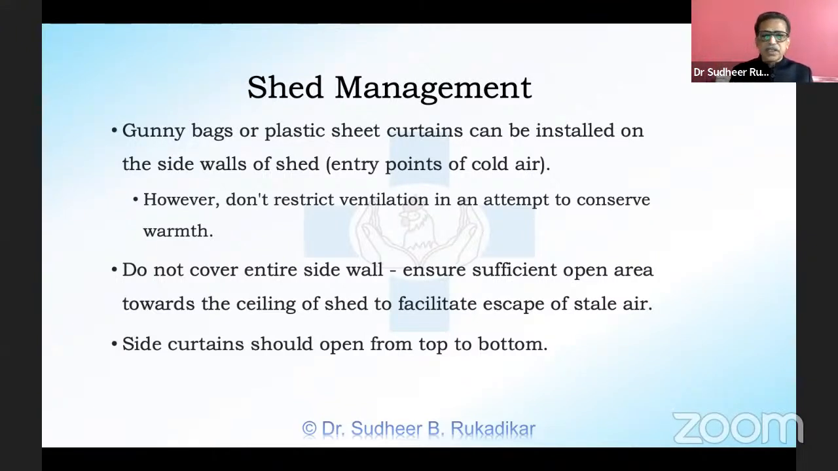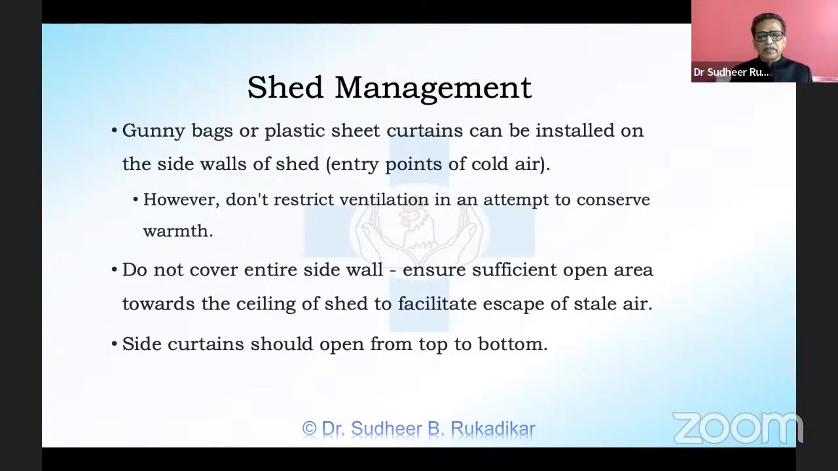Because we know ventilation is very important, as we will see in the next slide. If we try to conserve heat, many times we completely close the shed. This mainly happens in brooding time also. And then a lot of ammonia, and if you are heating something, a lot of carbon monoxide and carbon dioxide, all those gases will accumulate. So we will not restrict the ventilation. However, we'll try to put up side curtains which will block the entry of cold air.